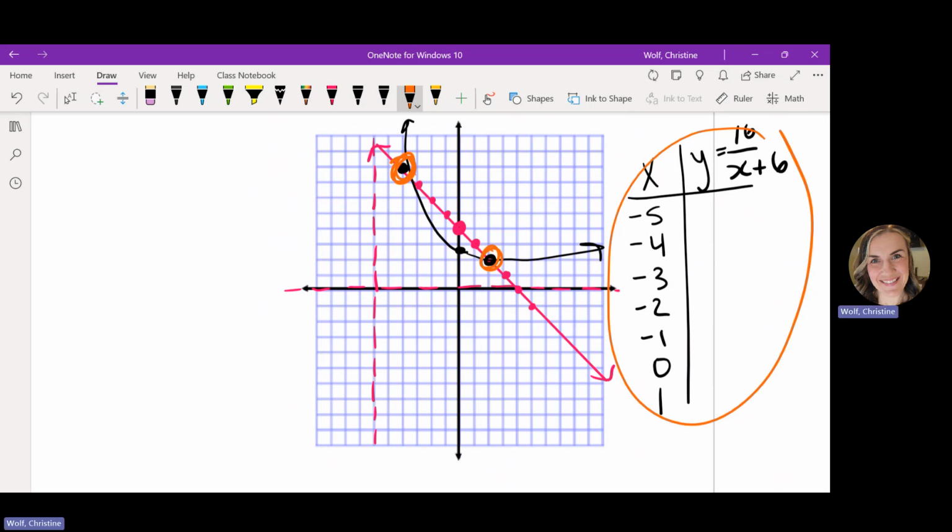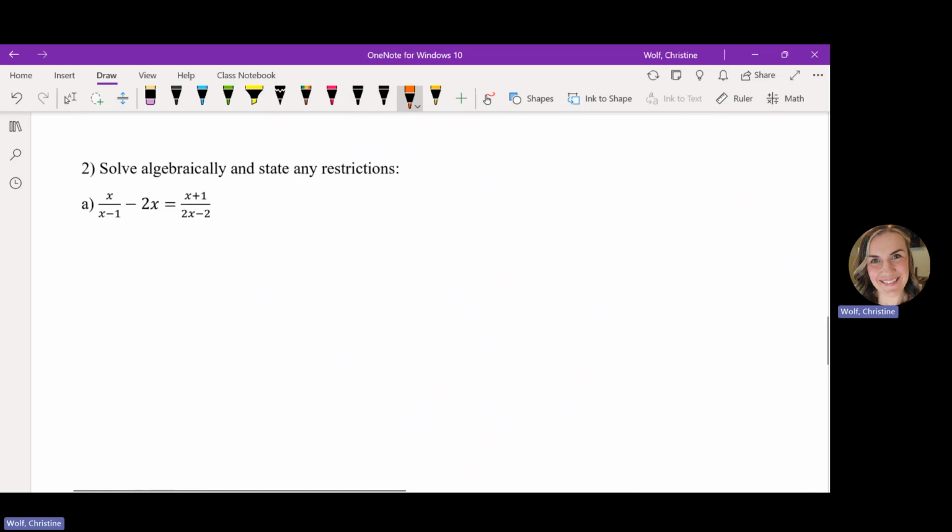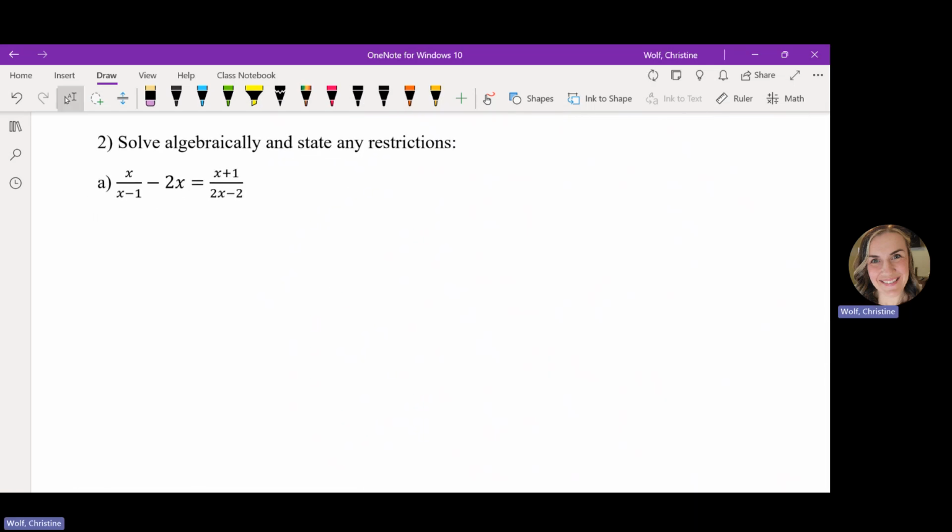So I trust no one's going to do it graphically. Let's move on and never do that again. Okay. Let's solve algebraically and state any restrictions.